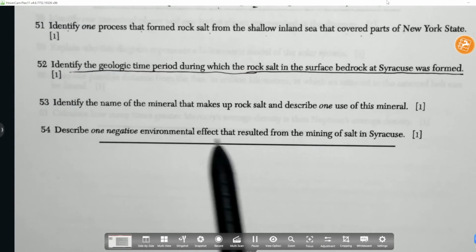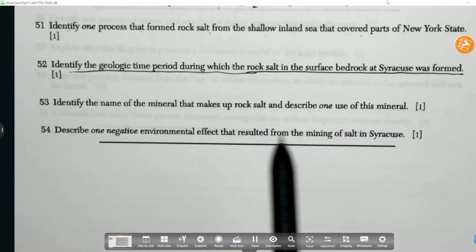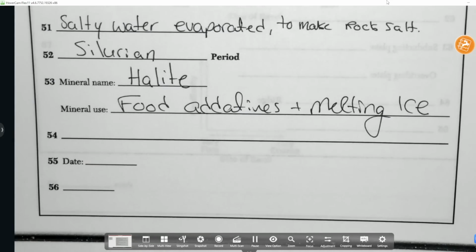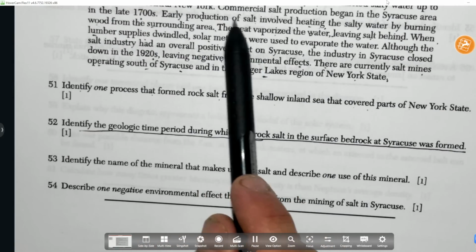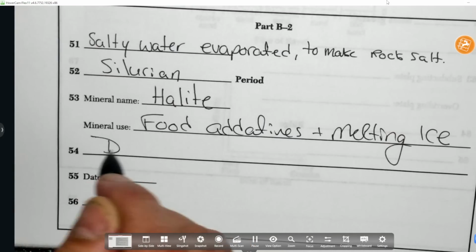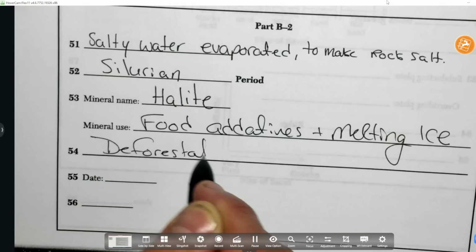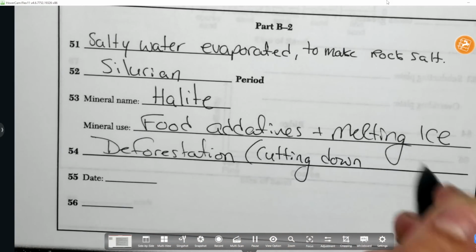Describe one negative environmental effect that resulted from the mining of salt in Syracuse. What did they do in Syracuse to get the salt to evaporate? Something bad for the environment. Yeah, there was pollution being made. How? If you go back to the passage, it says here, by burning wood from the surrounding area. So, you could say deforestation, cutting down trees.